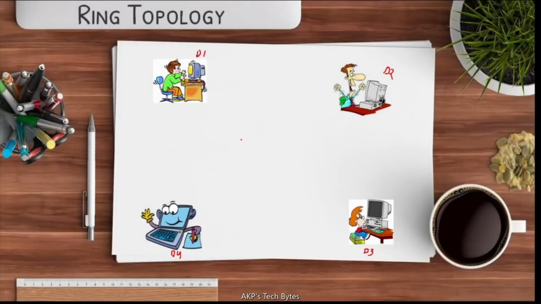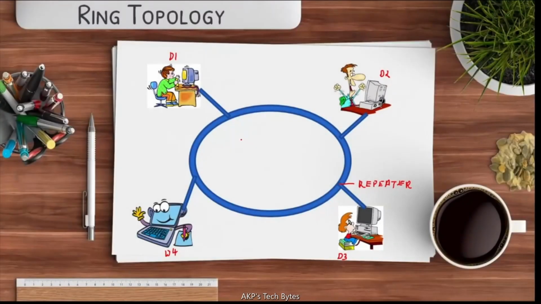So let's find out the key points in the last topology, that is ring topology. All the devices are available, D1, D2, D3, D4. Let's connect them in ring topology. As the name suggests, it is a circle-like, ring-like structure, and all the devices are connected via a repeater to the ring. Okay, so let's find out the key advantages and key problems of ring topology.